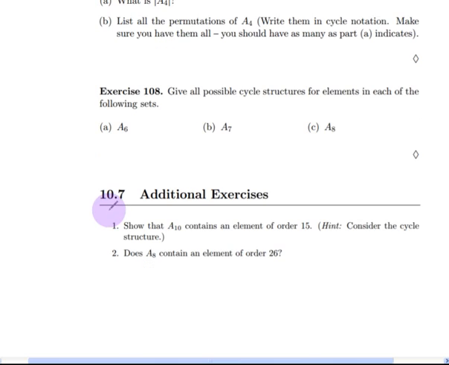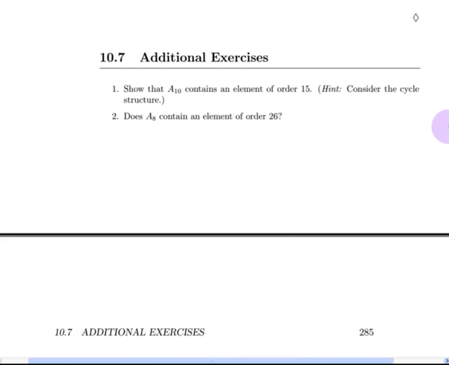Okay, so here's some more exercises about the alternating group. And that's it for this.